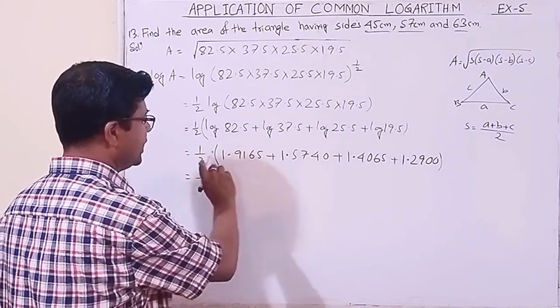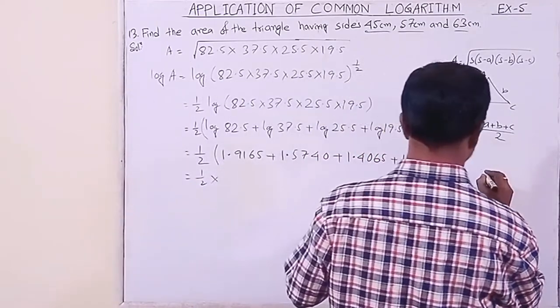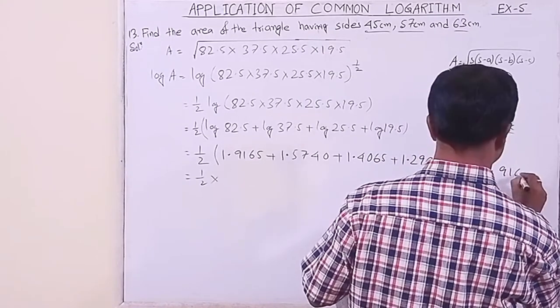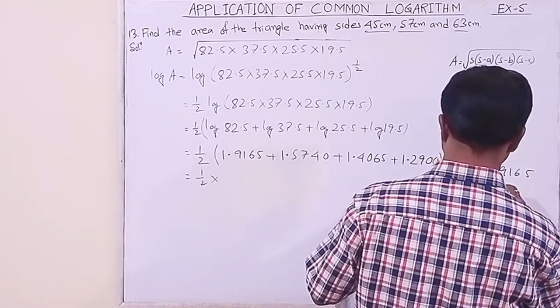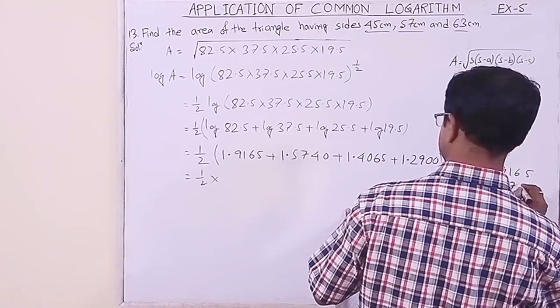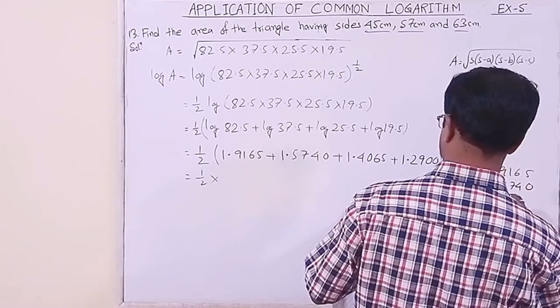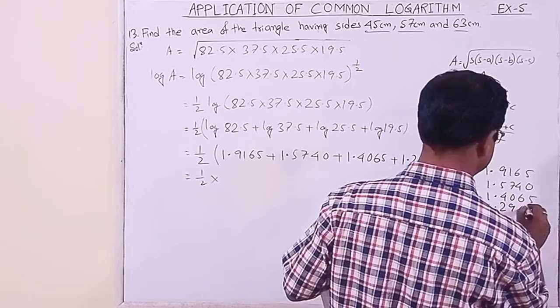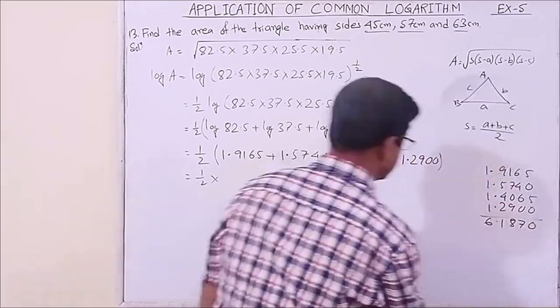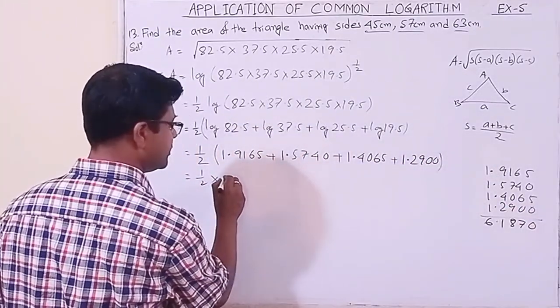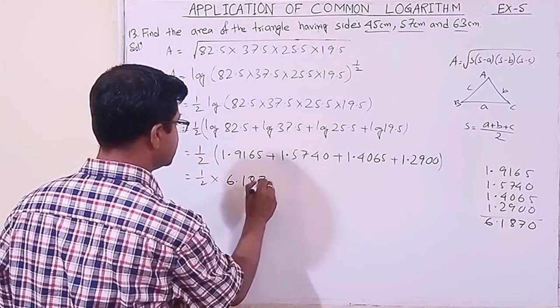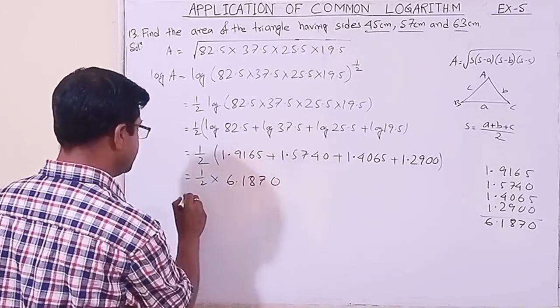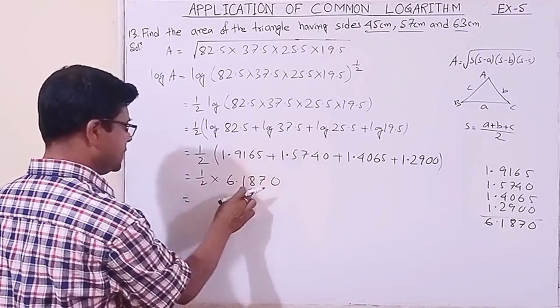Now there is no other way, we will add these. 1.9165, 1.5740, 1.4065, 1.2900. Okay, let us add. So we have got, after addition, 6.1870.